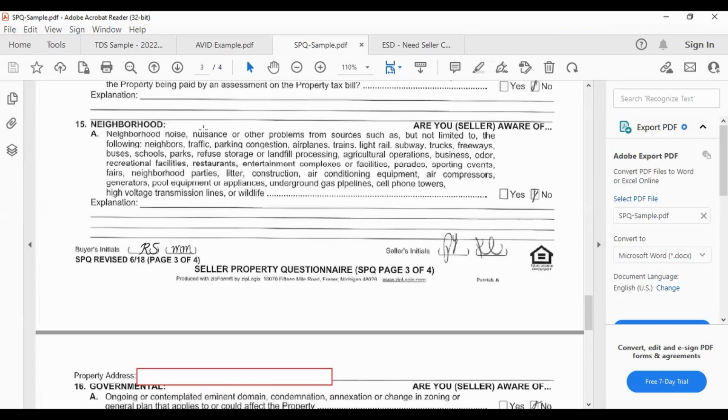It does also ask about neighborhood noise, nuisance, or other problems from sources such as, but not limited to, the following: neighbors, traffic, parking, congestion, airplanes, trains, light rail, subway, and so on. Okay, I had a client quite a while back, my partner and I, a young couple buying their first home. The first time I went to show it to them, I noticed right off the bat this barking dog next door. Just like Cujo.